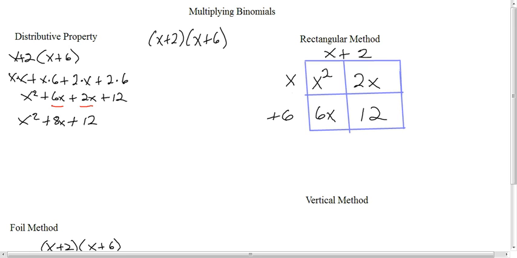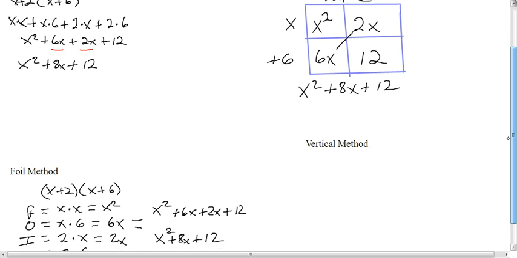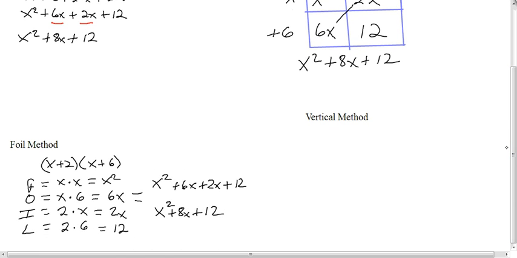So now what we do have is adding these down. There's no like term with x squared, so x squared becomes x squared. You have 6x and 2x. This becomes 8x. And there's no like term with 12, and that becomes plus 12. So again, 3 different methods so far, and we've gotten the same identical answer. So we should not ever, using either method, get totally different answers.